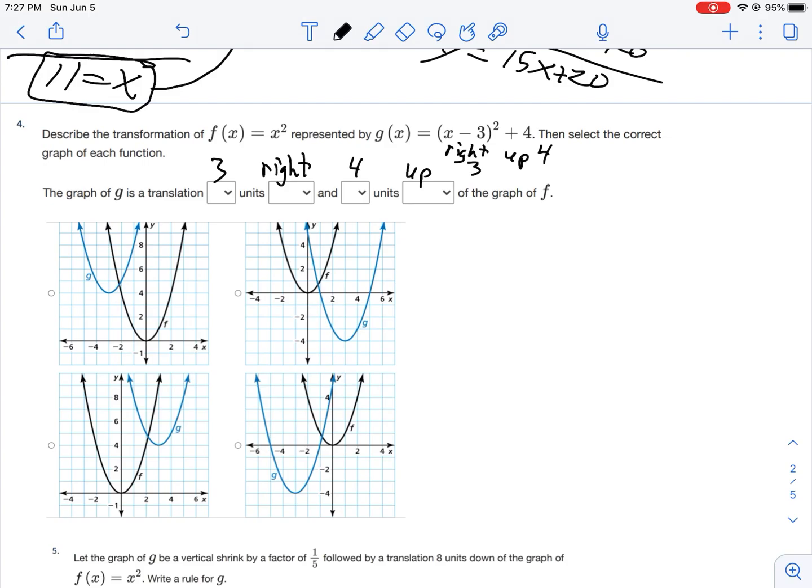Select the correct graph of each function. So f of x equals x squared. If you look at all of the f of x functions, they're all the same. It's the g of x's that are different. We're looking for the one that is 3 to the right and up 4. Here it is right here.